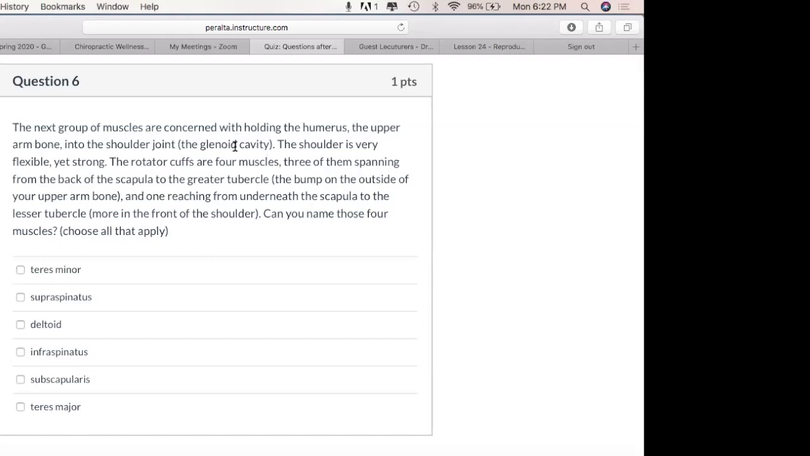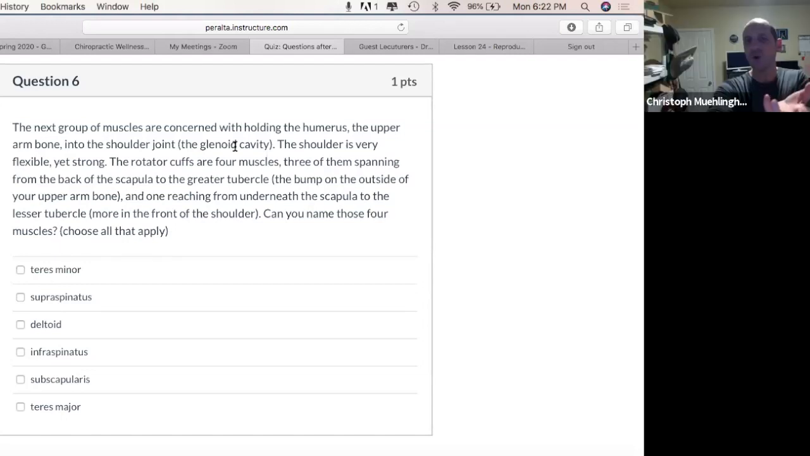It's easier to understand in the pelvis. The glenoid cavity in the pelvis is the acetabulum, if you want to compare it. So it's the joint socket. It's just that in the shoulder joint you don't have a deep round joint socket. Around that glenoid cavity, you have a labrum that goes around. It's a plastic ring that goes around it and holds the head of the humerus into the shoulder joint.